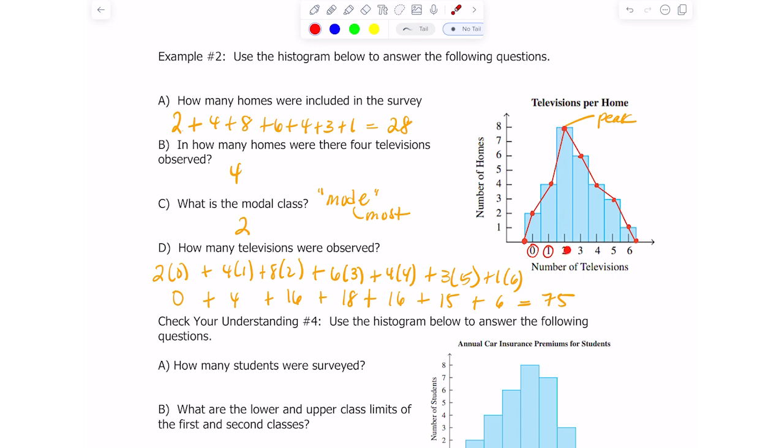I can also see where it increases or where it decreases. In this instance, it's just telling me that 2 televisions is the most common. And after that, it seems that less and less people have more and more TVs. In fact, there's only one person that was surveyed that had 6 TVs.